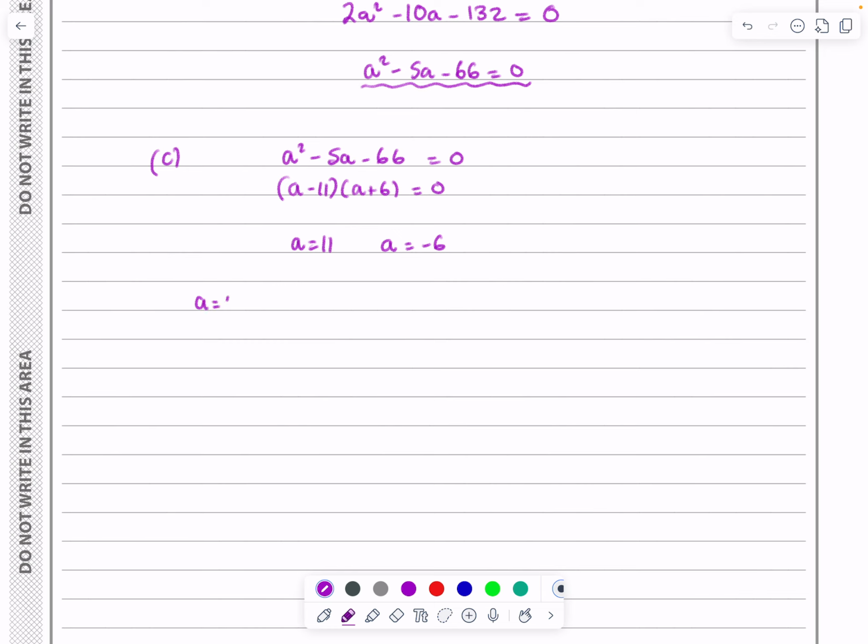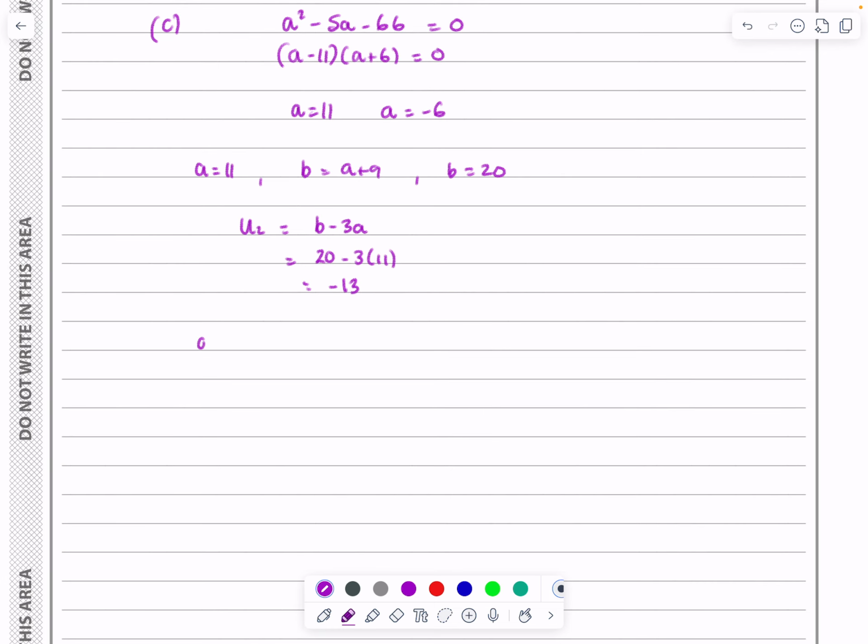If A is equal to 11, and remember that B is A plus 9, so B is equal to 20. So if I've got A is 11 and B is 20, U2 was B minus 3A. So that'll be 20 minus 3 lots of 11. That's going to work out to be minus 13.